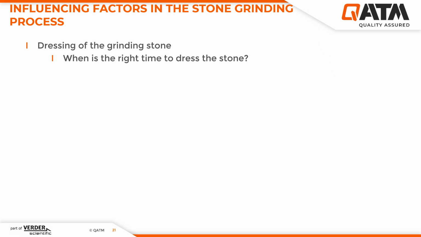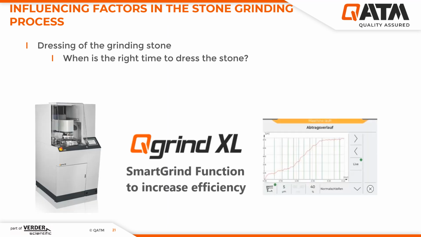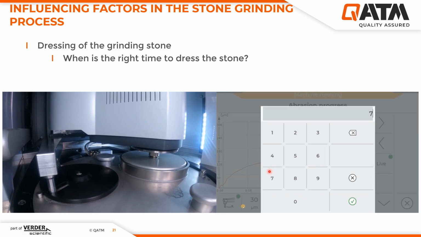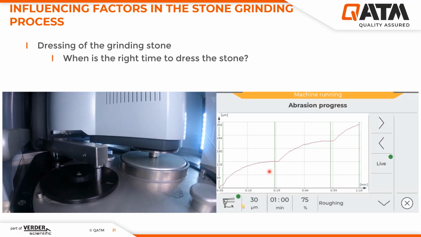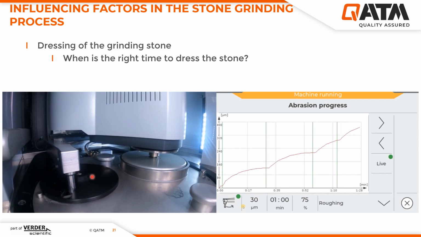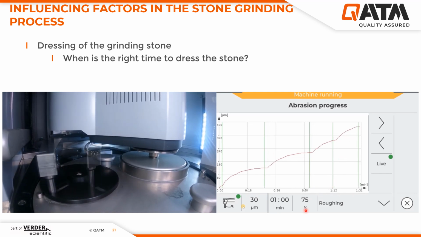Now I want to show you the grinding process in a modern grinding machine. Here the machine is grinding the sample holder. On the left side you can see the dresser, and on the right side you can see the grinding process displayed in the software. The removal rate is going down, and the machine is evaluating the removal rate, and then the dresser automatically dresses the stone when the removal rate is down to 75%.